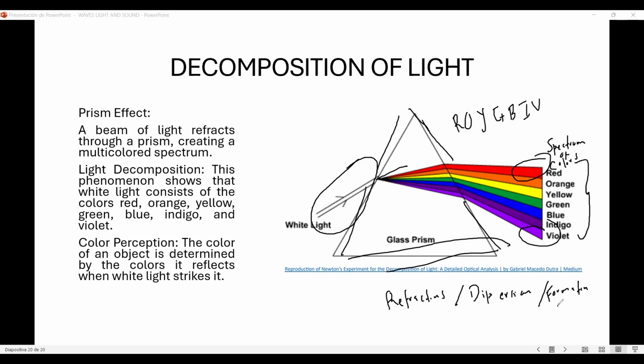Finally, we have the formation of the spectrum. As light continues through the prism, it spreads out to form the spectrum, and this is what we call the composition of light.